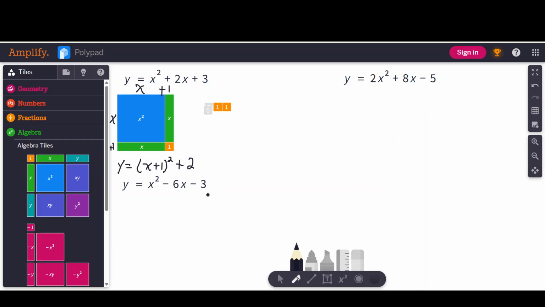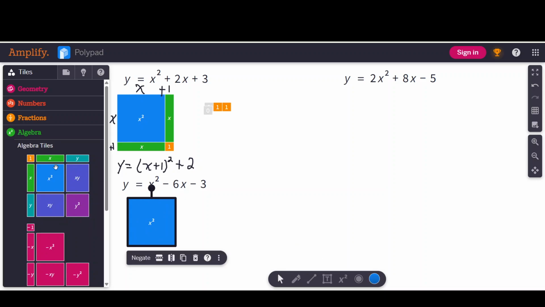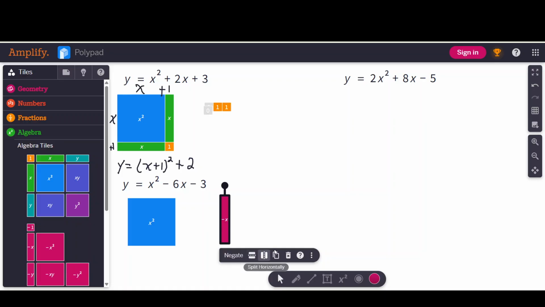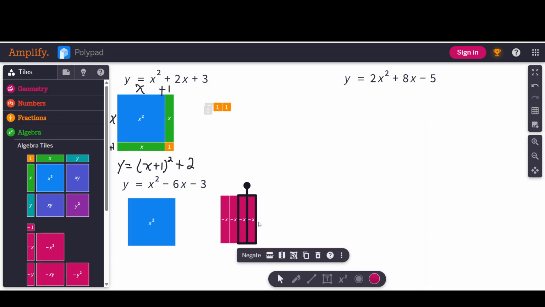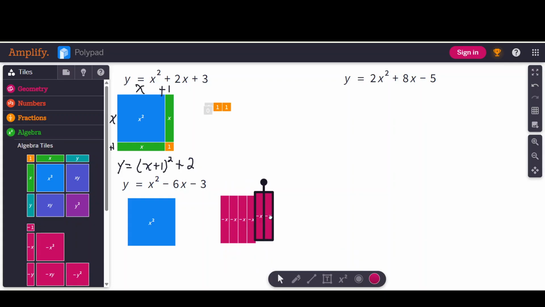Let's look at what happens if we have some negative numbers in here. So again, we need an x squared. We need negative 6 x's. Let's grab out the negative x's, and we'll make some copies here. I copy that once, and then one more time. There we go. And we also need negative 3 1's. Let's go ahead and grab out the negative 1's and make 3 copies of that.